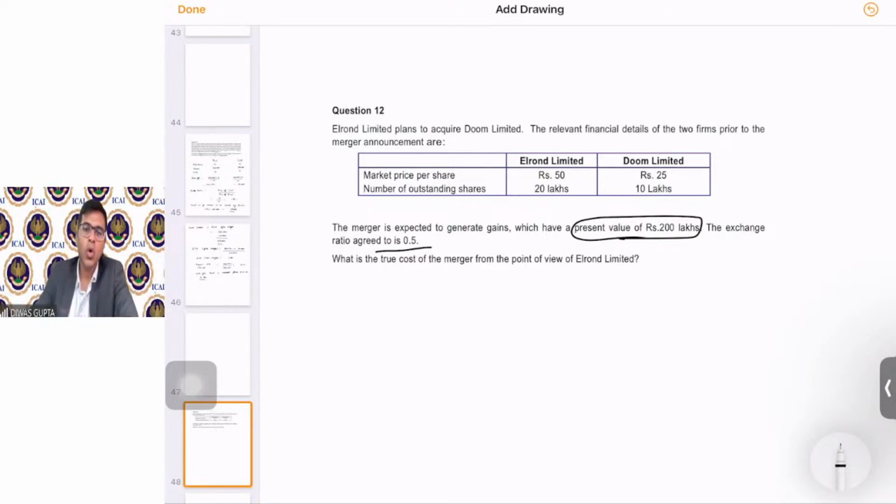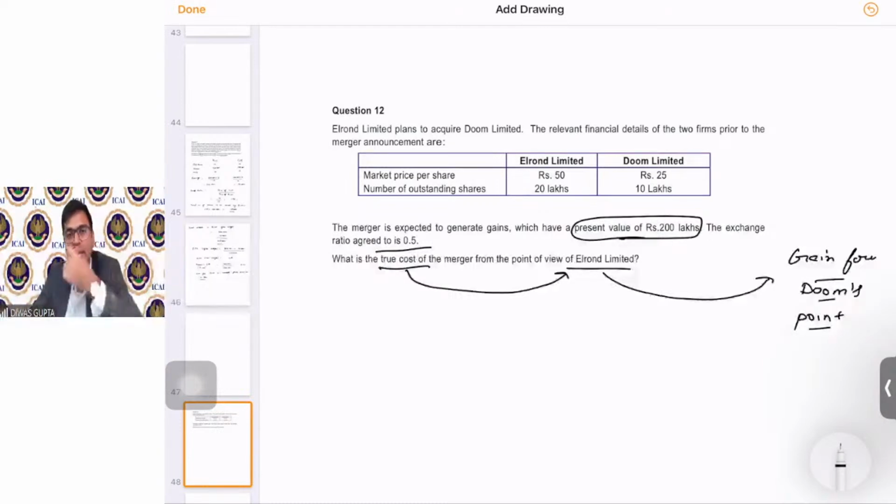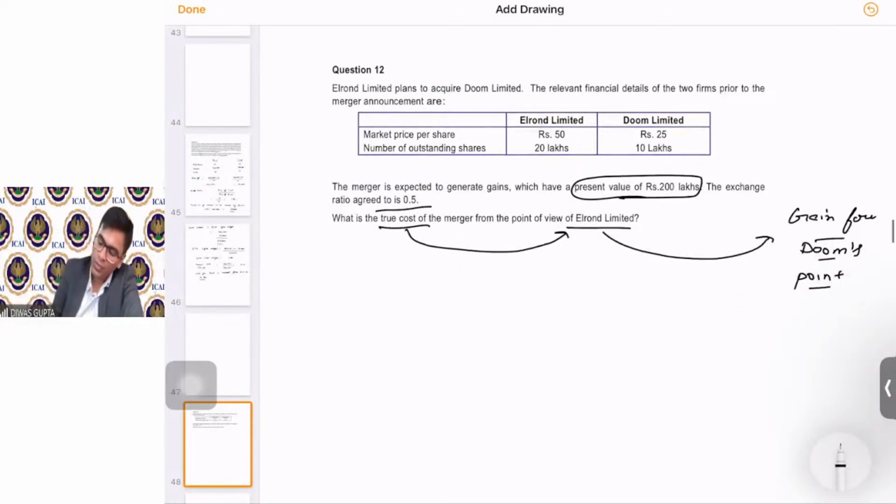What is the true cost of merger from the point of view of Elrond Limited? So if there is a cost from the point of view of Elrond Limited, that means they are asking us to calculate the gain from Doom's point of view. Whatever is the gain to Doom is the cost for Elrond, as we have discussed in our previous session also. So let's start, students.